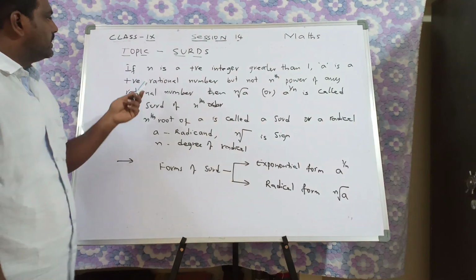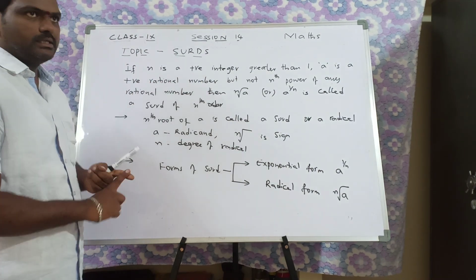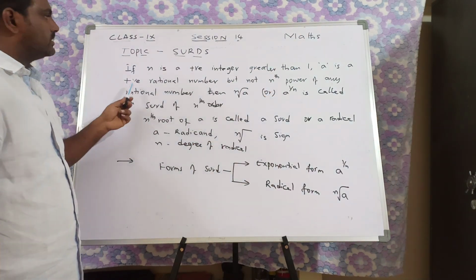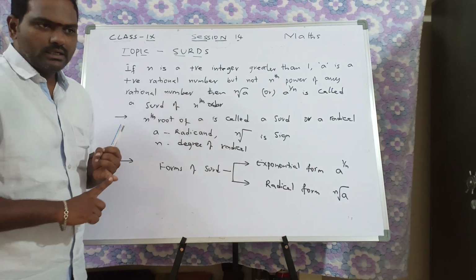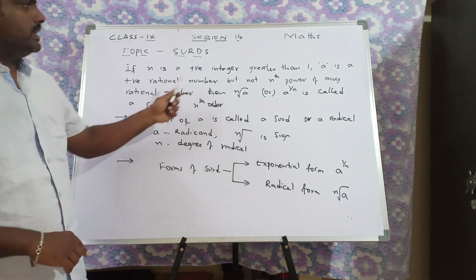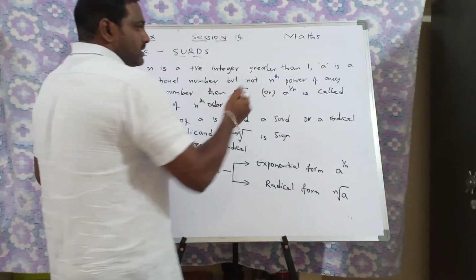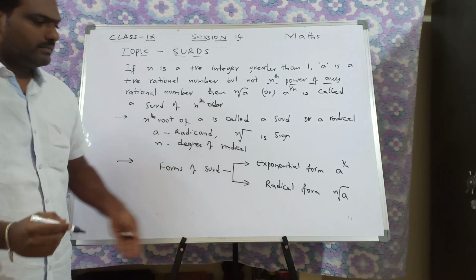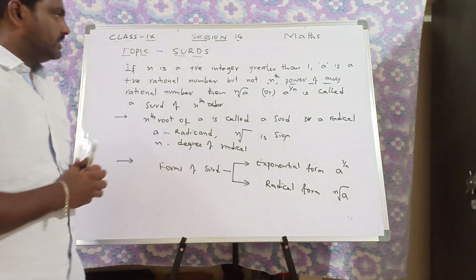The first one: if n is a positive integer greater than 1. So the first condition is that n must be greater than 1, and a is a positive rational number. Condition number 1 is that n must be greater than 1, and a must be a positive rational number, but not the nth power of any rational number. You will understand this when we do some examples.